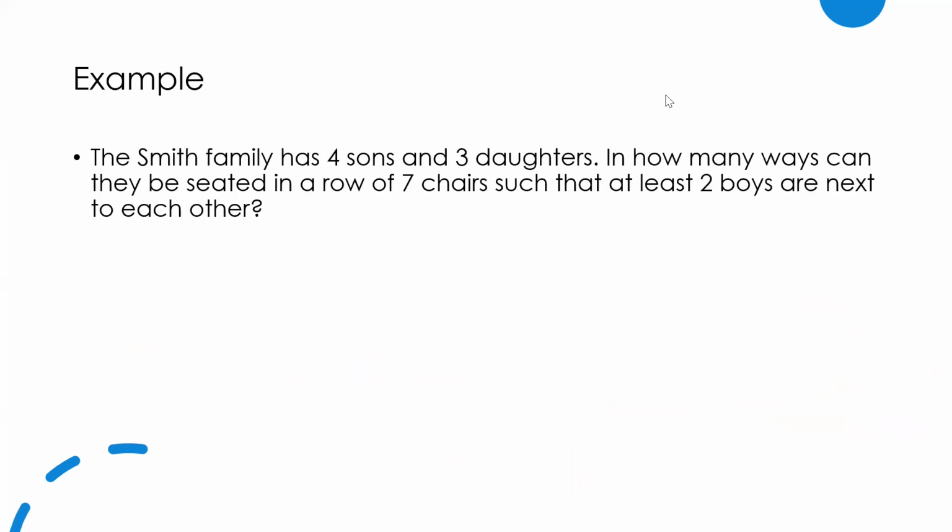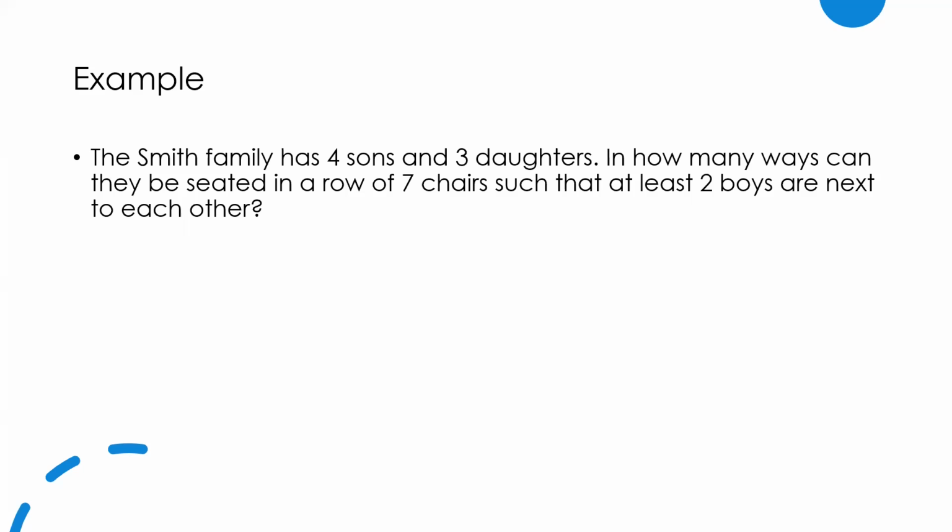So this is an example of complementary counting. Here, the Smith family has 4 sons and 3 daughters. In how many ways can they be seated in a row of 7 chairs so that at least 2 boys are next to each other? This is going to be easier when we count what we don't want to count. So here, we're going to place these people so that none of the boys are next to each other, which is what we don't want to count.